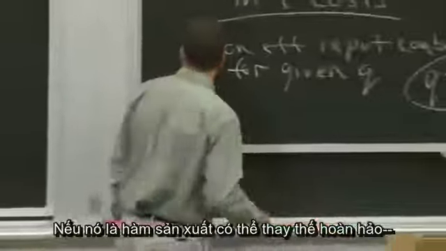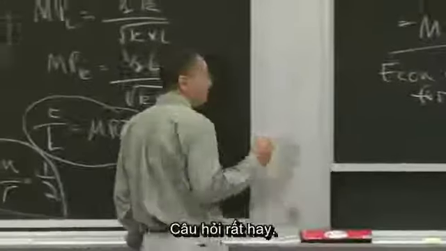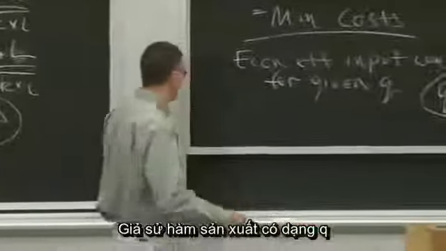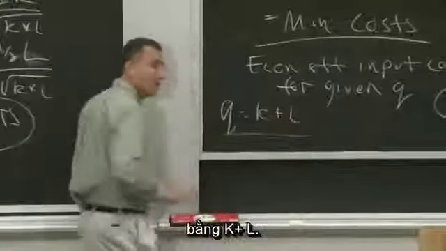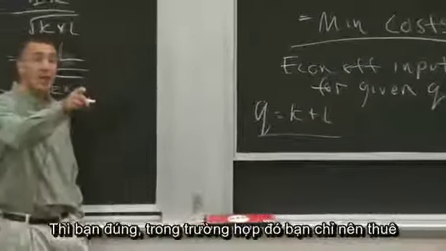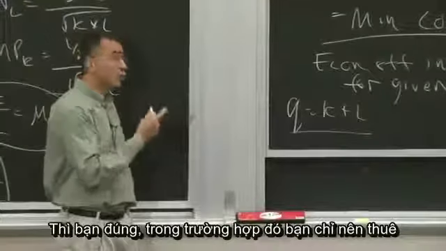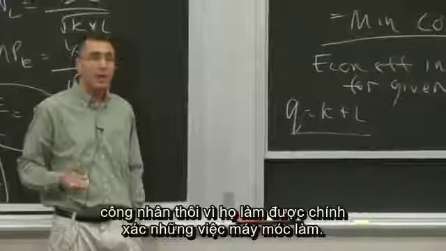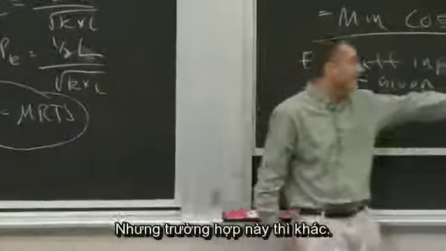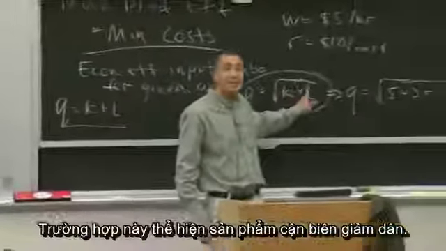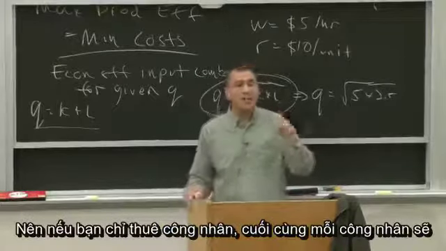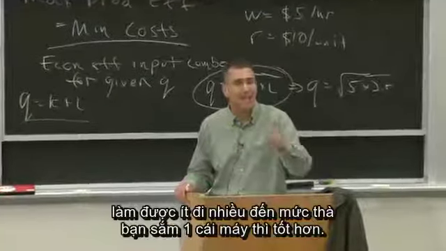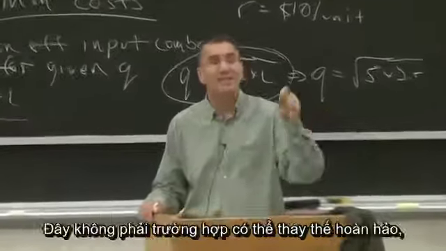Great question. Let's say the production function was of the form Q equals K plus L. That's perfectly substitutable production, and then you're right. In that situation, you should only buy workers, because they do exactly the same thing. But that's not the case here. This exhibits diminishing marginal product. So if you only bought workers, eventually each worker would do so much less that you'd be better off getting a machine. It's not perfectly substitutable.